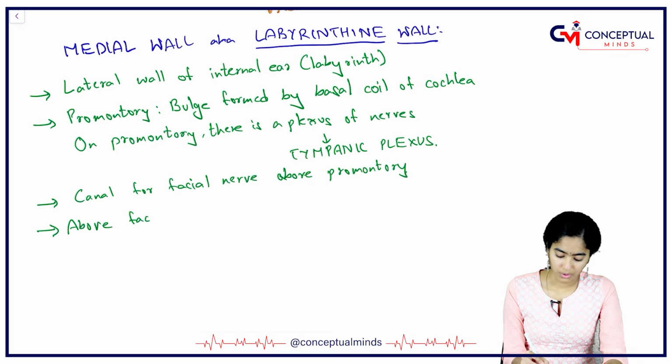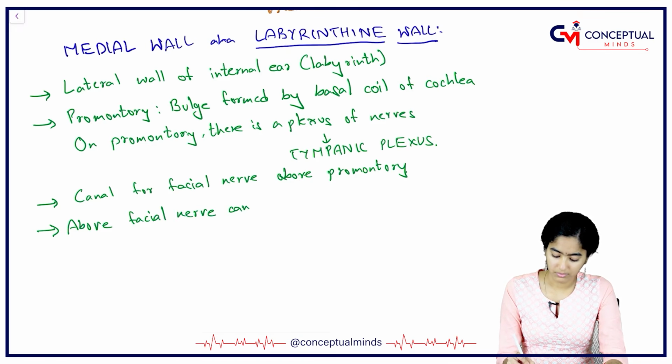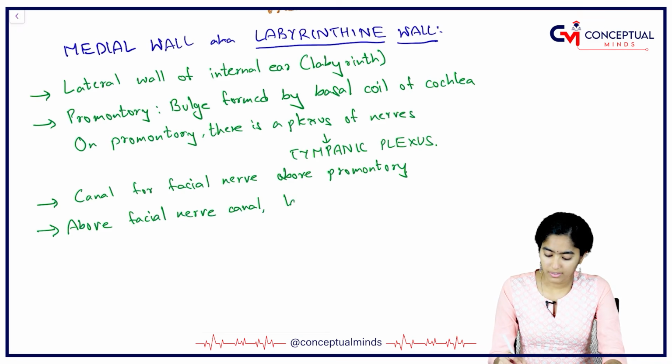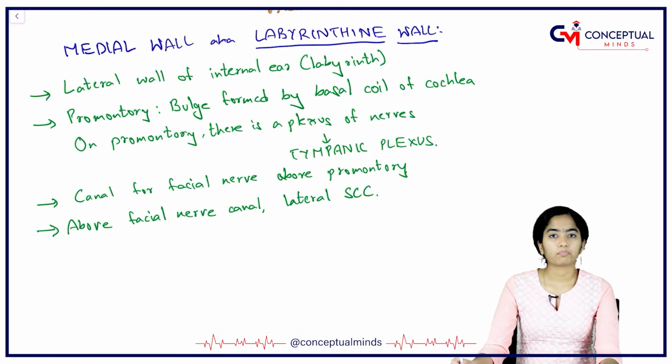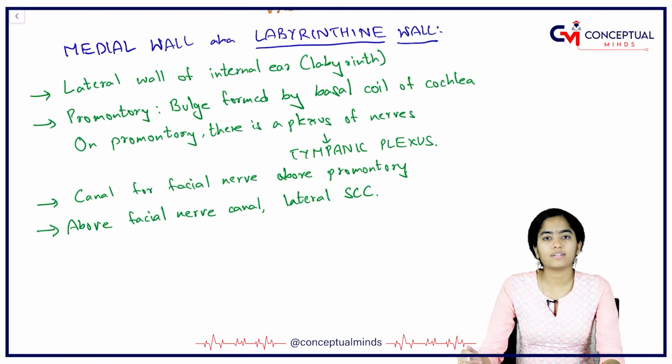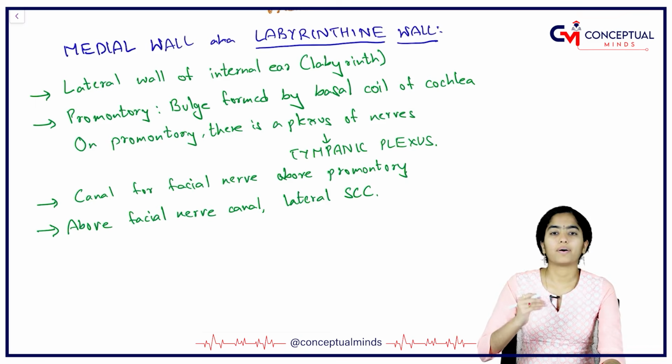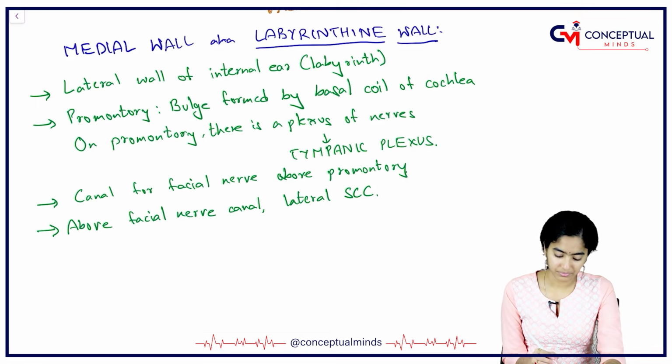Above the facial nerve canal, there is the lateral semicircular canal. In the inner ear, there are three semicircular canals in the bony labyrinth. And the lateral semicircular canal or the horizontal semicircular canal produces a bulge above the facial nerve.